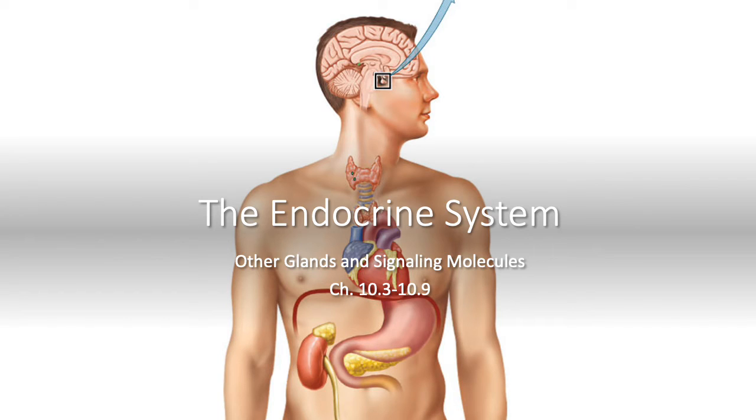So in this second part of my endocrine system videos, we are going to focus really on the rest of the glands that we find in this system. And we'll end by talking about some of the local signaling molecules that also aren't necessarily released by a gland, but can regulate our body's functions similar to a hormone.